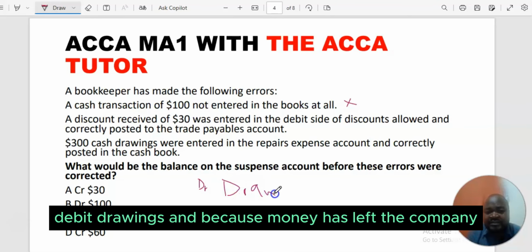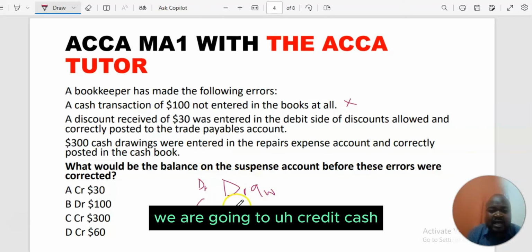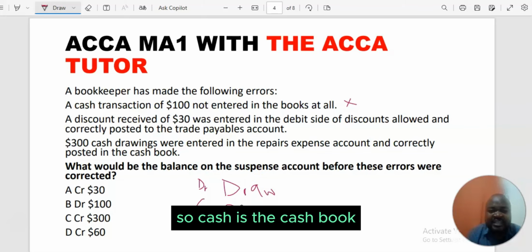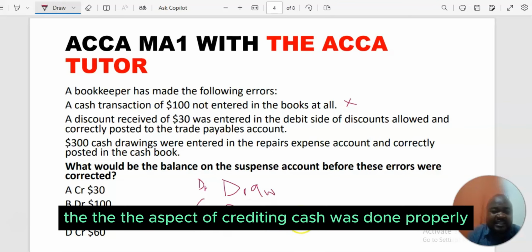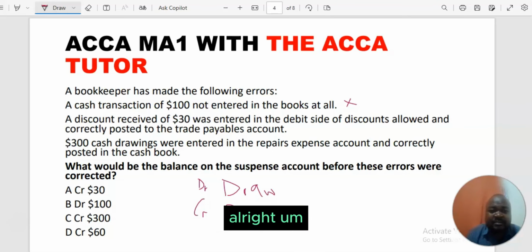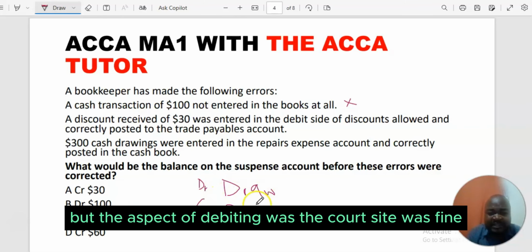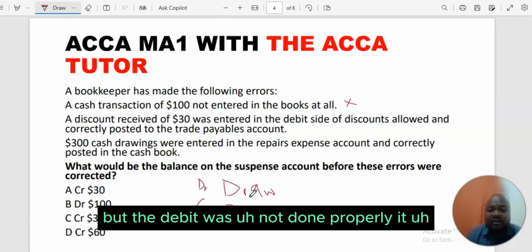Debit drawings, and because money has left the company, we are going to credit cash. So cash is the cash book. They are saying that the credit side was done properly. Okay, the aspect of crediting cash was done properly. All right, but the credit side was fine, but the debit was not done properly.